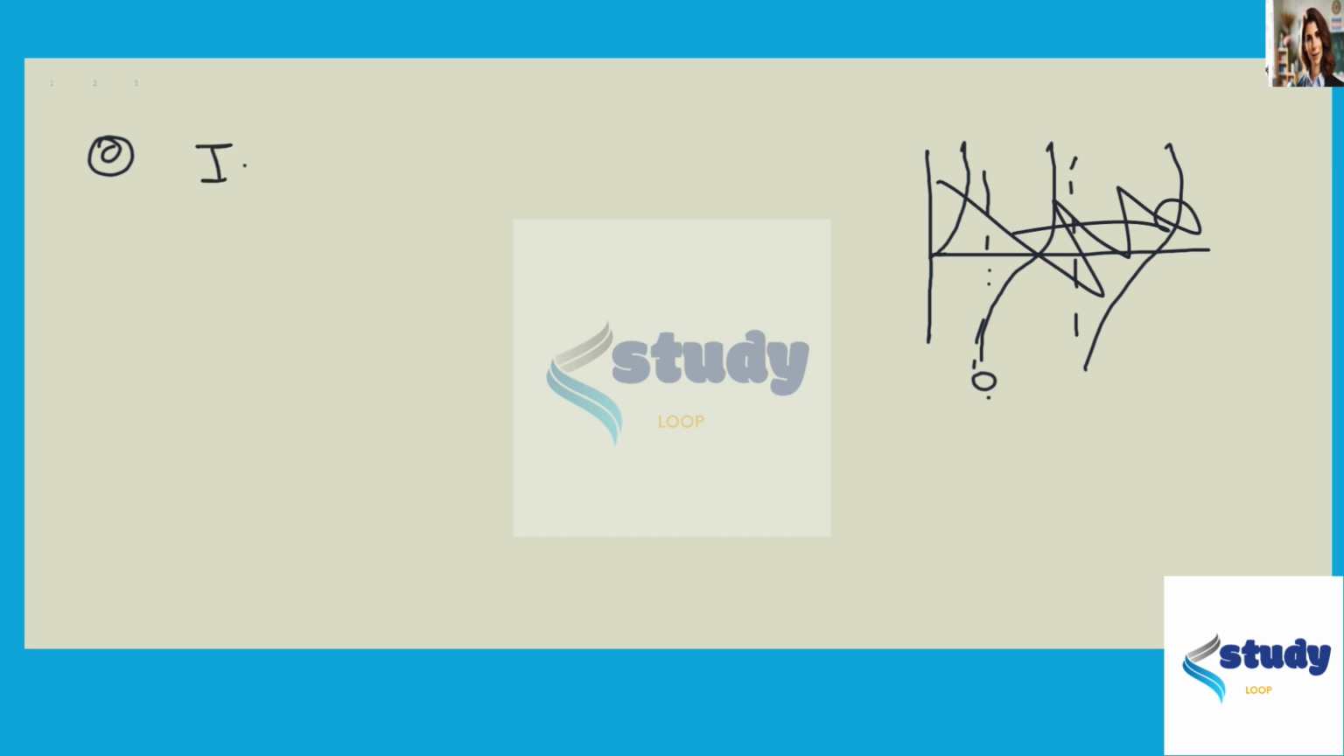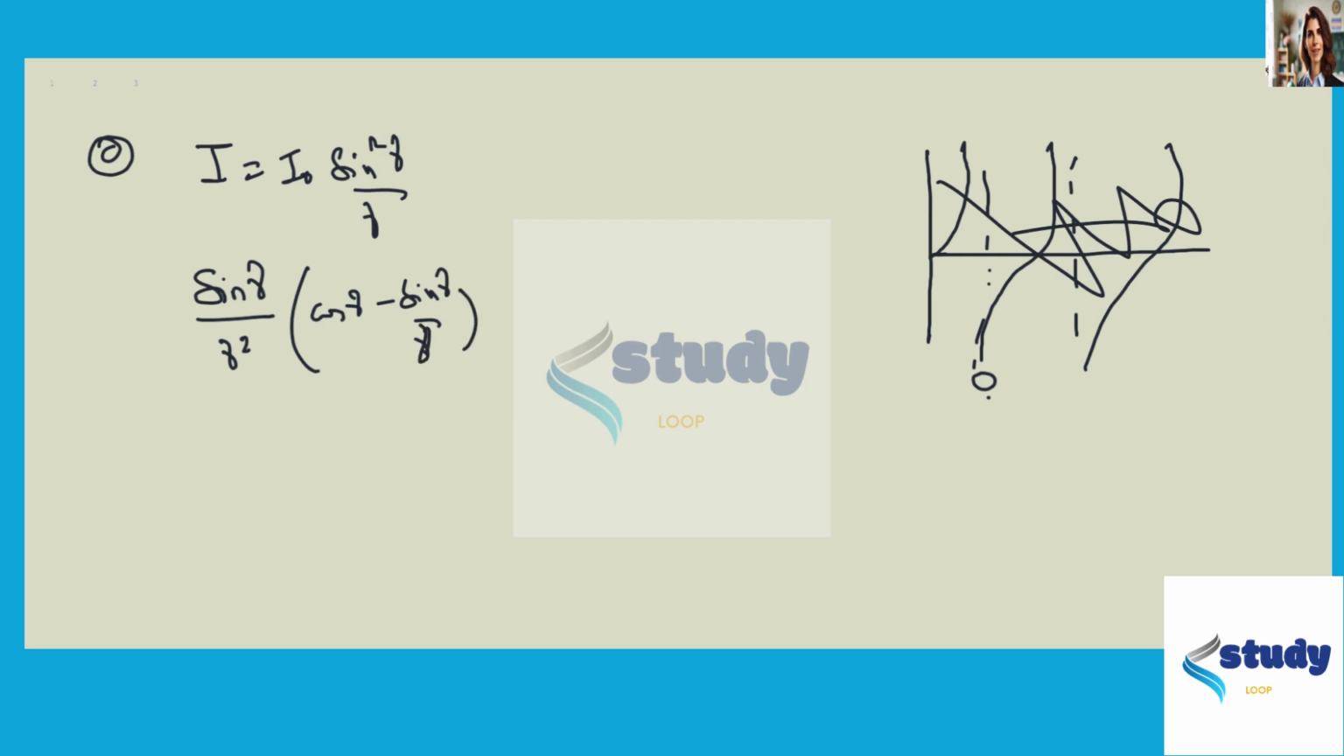For minimas, we know I is equal to I naught sine square gamma by gamma. And if you remember, we took a derivative of this and we saw that the solution we got was sine gamma by gamma squared times cos gamma minus sine gamma by gamma is equal to 0. So when this part of the equation was 0, it was a maxima. Turns out when this part of the equation is 0, it will be a minima, because when this part is 0, sine gamma is equal to 0.